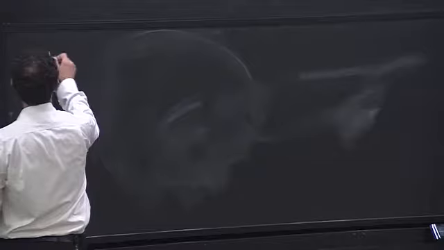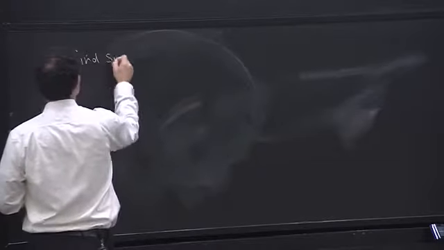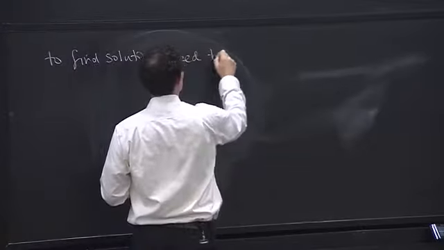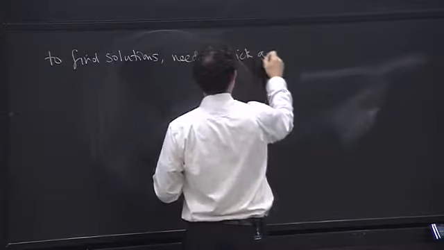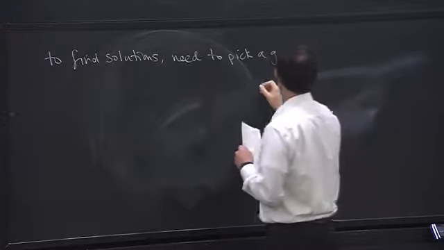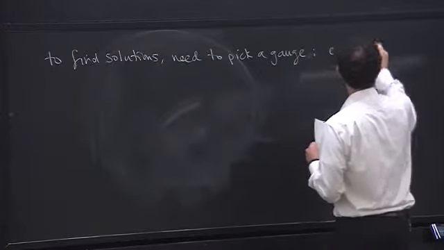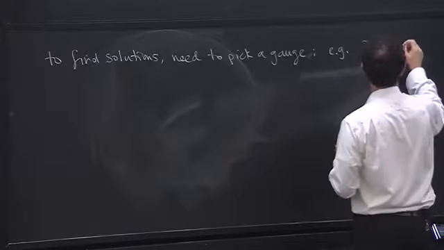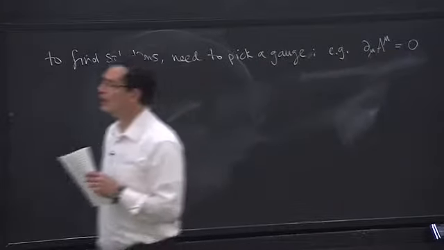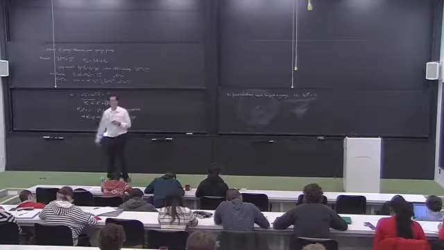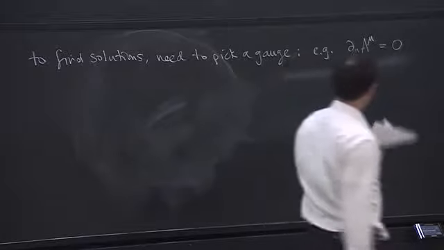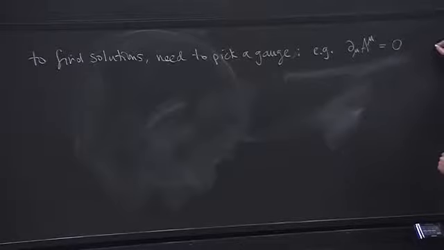So, to find solutions, we need to pick a gauge. One example is called Lorentz gauge. And so the first thing to do is to show that given an A mu, you can always pick this gauge. Okay, that's rather easy to show.